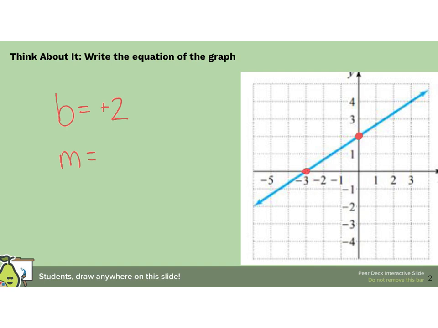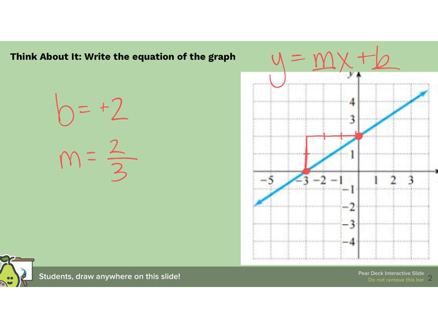And the slope, they've given me 2 points. So looking at this slope, it's positive. So the numerator is how far up I go. That's 1, 2. The denominator is how far to the right I go. That's 1, 2, 3.